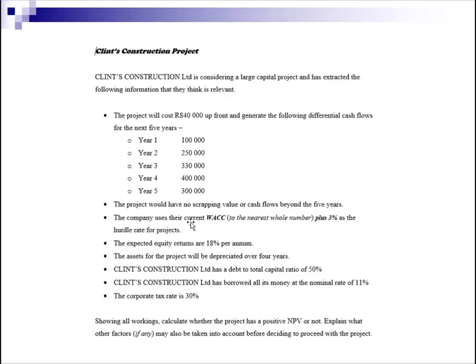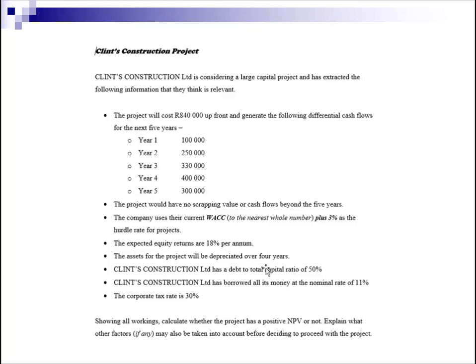The company uses a cost of capital, a WACC, to the nearest whole number, plus 3% hurdle rate for its projects. So that's the expected return that they want to get from this project. They're using a cost of capital, and they're adding in, you might want to call it a fudge factor, a little bit of extra space in order to accommodate the risk. The expected equity returns are 18% per annum. The assets are projected to depreciate over the next 4 years, so we need to think about, well, how is that relevant to us?